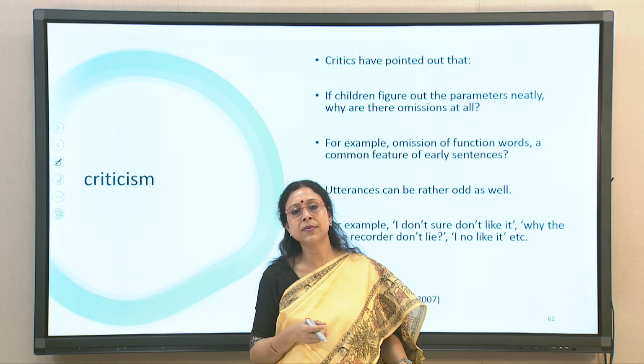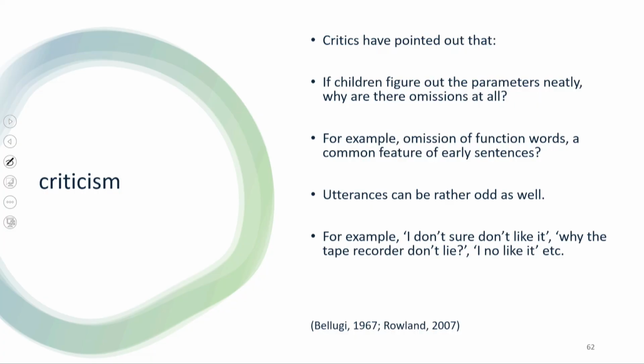Now, theories have criticisms always. Critics have pointed out that if children do figure out parameters and they have the principles in place, then why do they have omissions at all? Even if few, why do they have them? Because we have already seen that telegraphic speech is marked by the omission of determiners, prepositions and other such function words. Only content words are what they typically have. Sometimes they also have very odd constructions. For example, we have I don't, sure, don't like it, and then why the tape recorder don't lie, no, I know, like it, and so on.